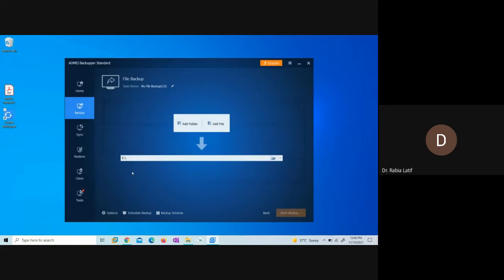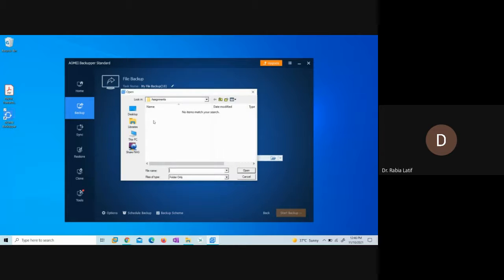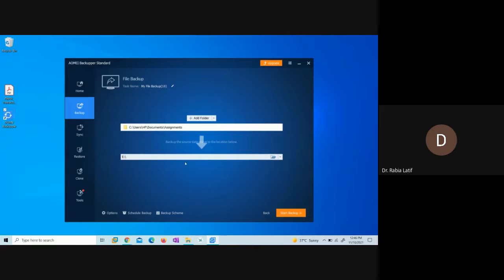Okay. So here, again, we have multiple options if you want to take the backup of a single file or a folder. So let's start with the folder. For example, let me go to my documents. Okay, so here I have multiple folders. For example, I want to take the backup of this assignment folder. So I will select this, open, and here I need to select the location in which I want to store the backup. I'm just using the E drive by default.